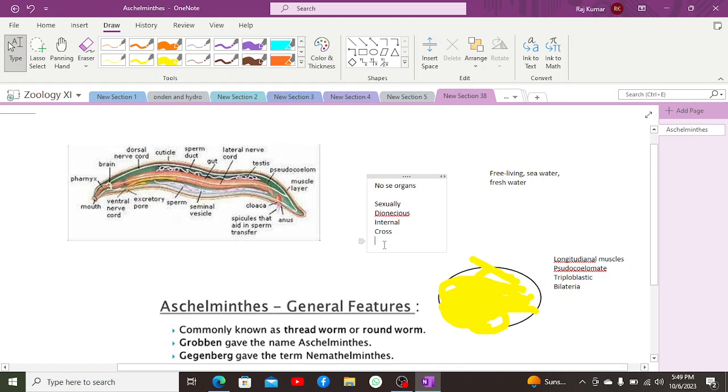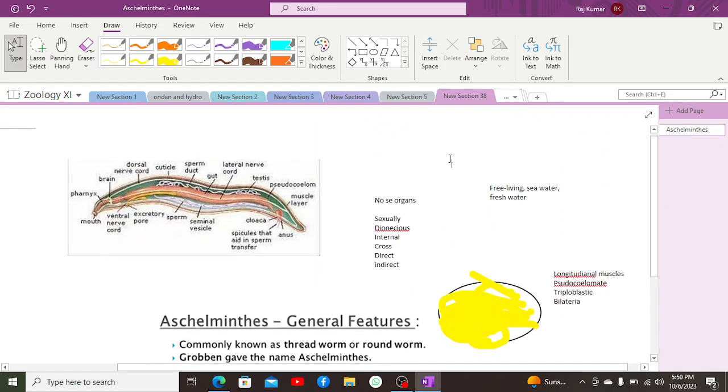The development of their offspring is direct as well as indirect. Direct means that the offspring resembles the adult, and indirect means that the offspring doesn't resemble the adult. So both conditions are possible depending on the variety of Aschelminthes.